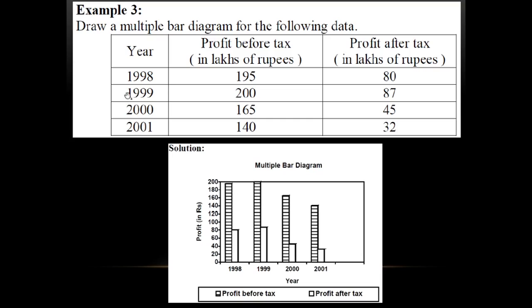This is the problem for the multiple bar diagram. Here the profit before tax and profit after tax, we can compare easily by drawing a multiple bar diagram. Here the profit, this is before tax. The dotted one is before tax. Before tax, the profit is very high. After tax, it is less. Profit is reduced year by year. Okay, easily compared.